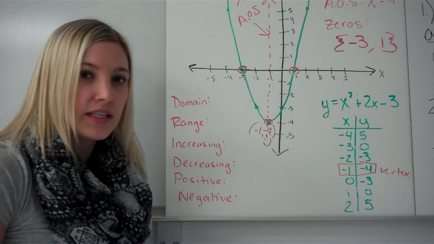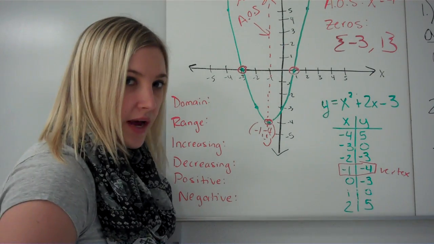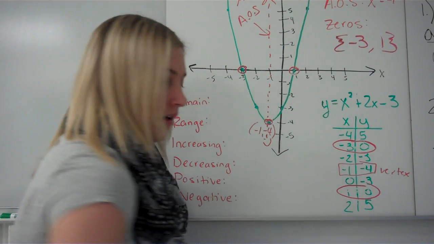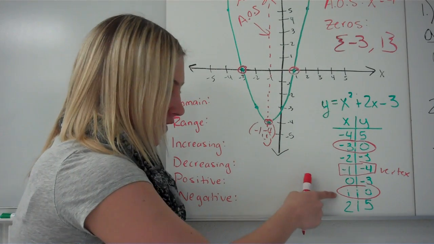And you can also find those in the table. If we look in the table, it's where y equals 0. So right here and right here, what are the x values? -3 and 1.